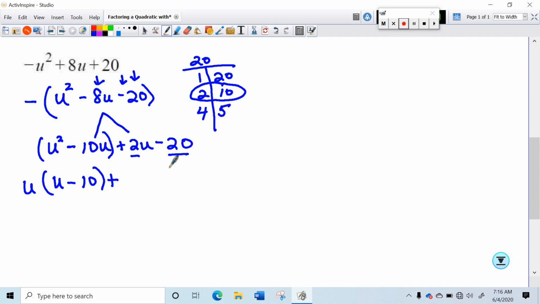These two numbers that are left over, you can divide those by 2. So I have what's in the parentheses. I have what's not in the parentheses, u plus 2, and the negative sign that you took out at the very beginning.